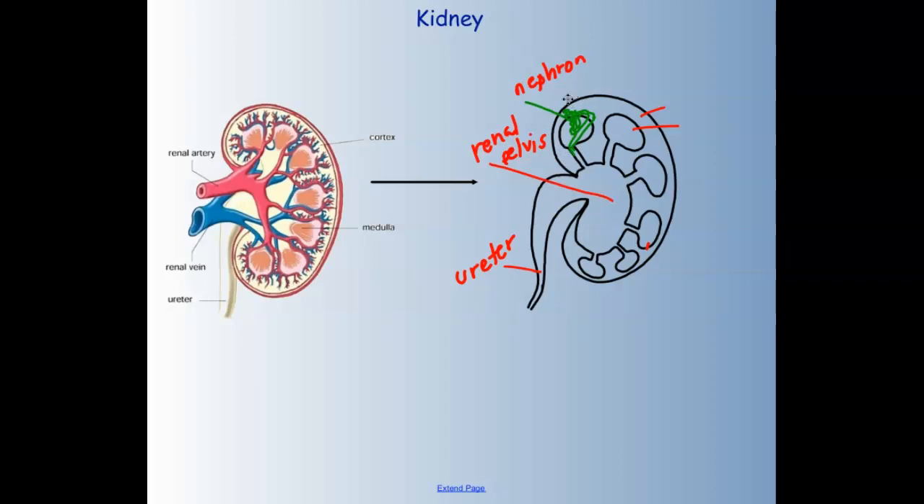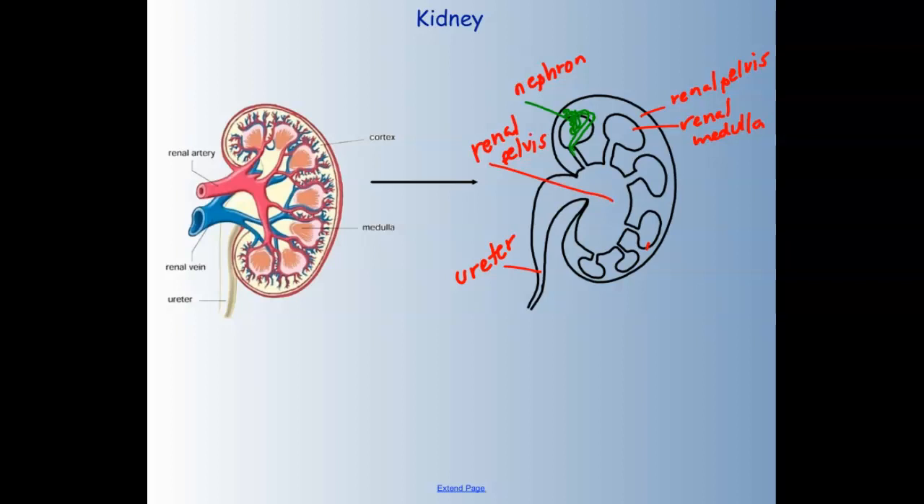The nephron is what we talk about in the kidney. It's the little tubule that actually filters the blood. And then we have two different parts. We have the renal cortex, which is the outside portion of the actual kidney, and the renal medulla is the inside portion. So these are the parts of the kidney that we're going to have to remember.